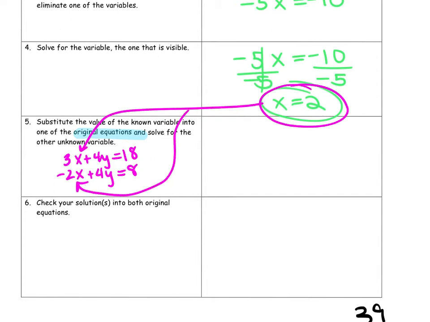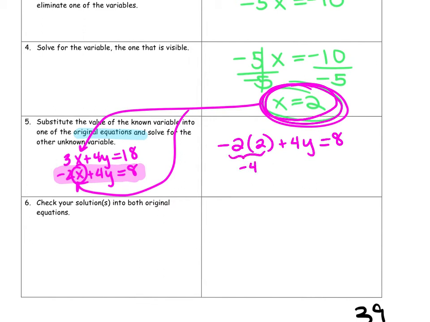I think I plugged into the top last time, so let's just plug into the bottom. It does not matter. Okay, so we have negative 2 times, here's x. We're plugging in for x. Negative 2 times 2 plus 4y equals 8. And we're solving for y.